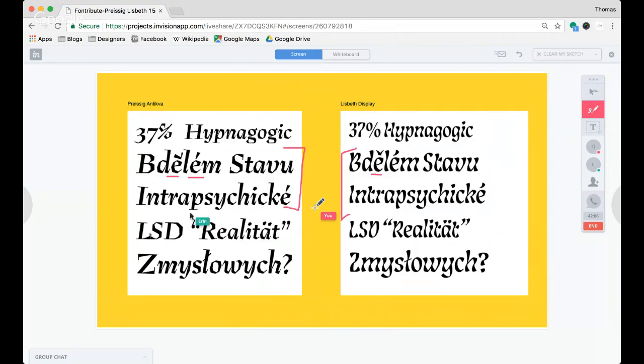Oh, I should have included the lowercase p. I love that. Look at how interesting this is, how high the ascenders are and how short the descenders are. I forgot to show that. That's kind of cool. I like this form.